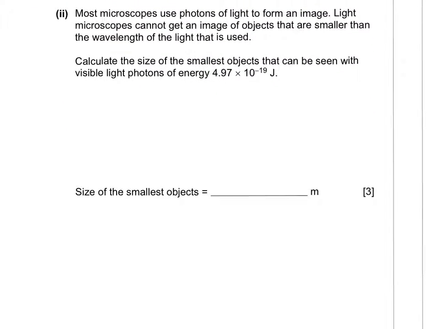Part 2 then. Most microscopes use photons of light to form an image. Light microscopes cannot get an image of objects that are smaller than the wavelength of the light that is used. Calculate the size of the smallest objects that can be seen with visible light photons of energy 4.97 times 10 to the minus 19 joules.